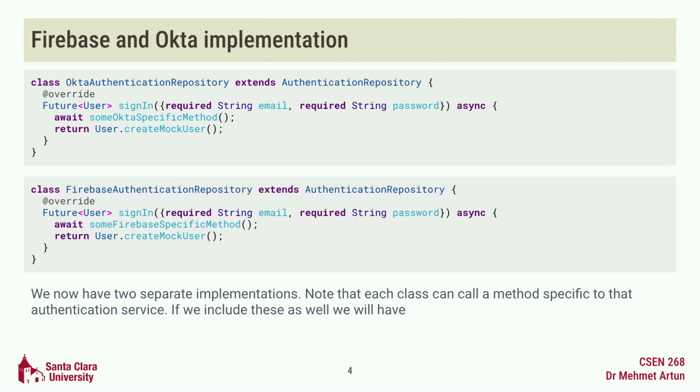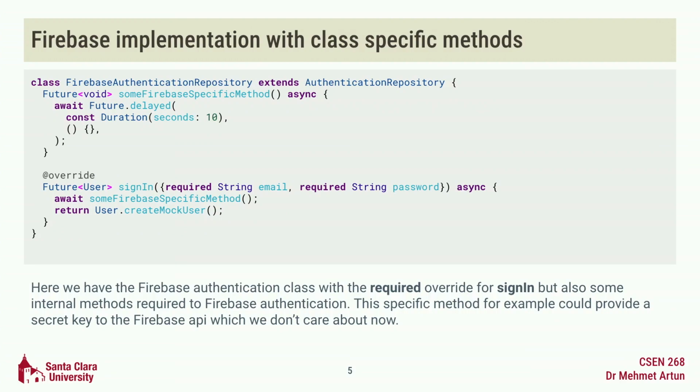So this is a partial view of the class. And if I look at the class in full, for example, the Firebase authentication repository, this is the overridden sign-in method, which all of them have to have. And this is some Firebase specific method. And all it does is it delays things by 10 seconds. Okay? All this is doing is it's a future delay 10 seconds and it's doing nothing. So basically at this step, we will wait for 10 seconds and then we will get a mock user in this implementation.